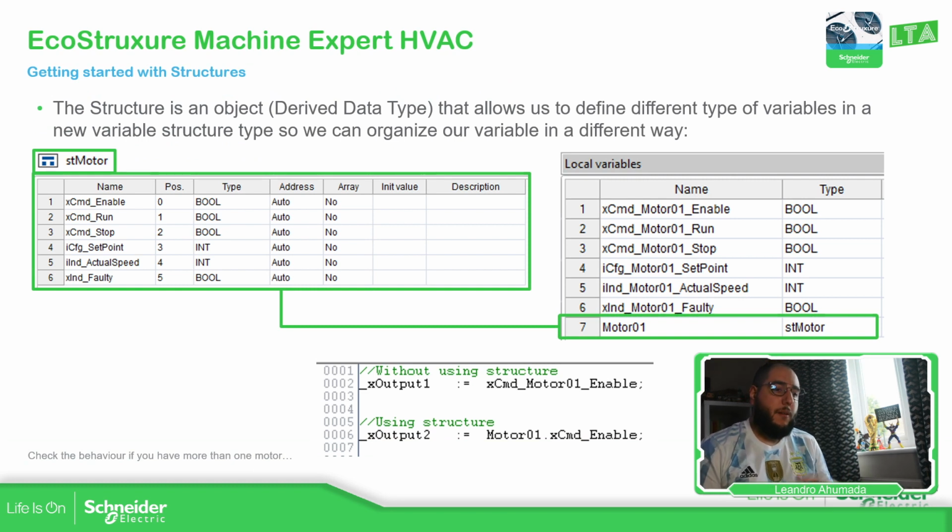So basically the structure allows us to have one element that we can define inside that element different variable types. So imagine that we have, for example, this structure called the motor that may have different variable types. For example, a motor can have the actual status, can have the actual velocity, the set command velocity that we want, the command for run, stop, emergency stop, whatever. We can have different things.